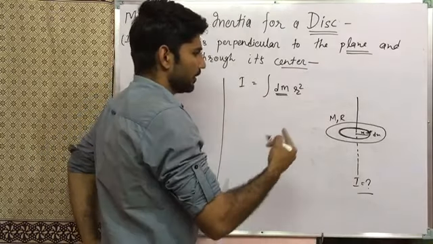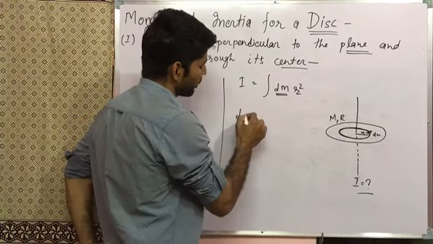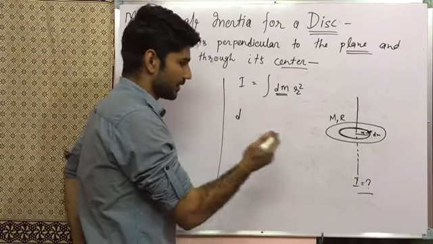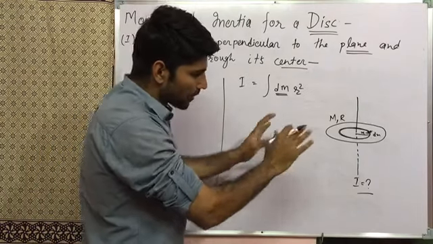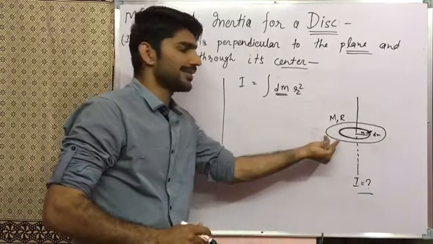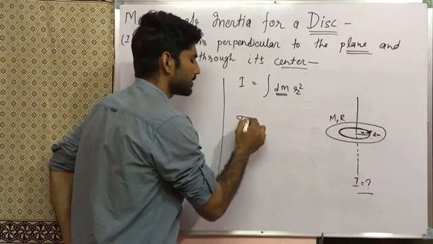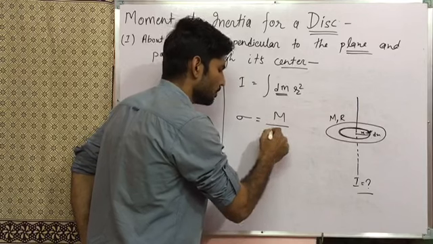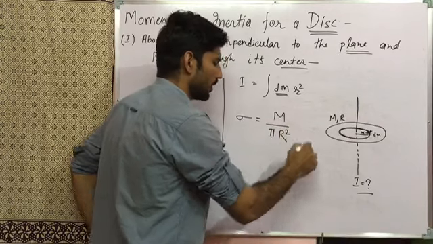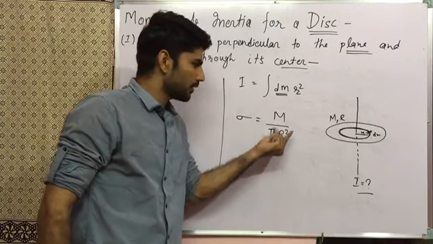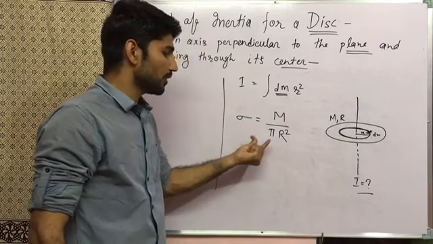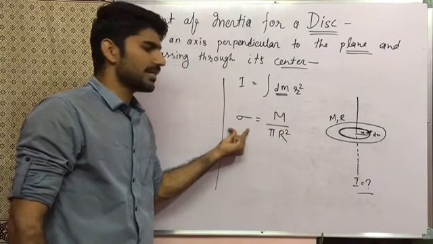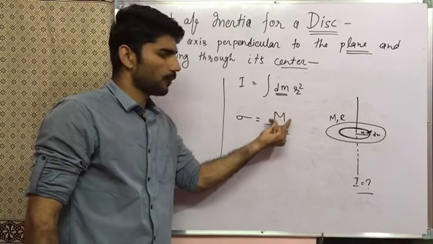For the dm, we first determine the density. The complete mass of this disk is distributed over its area. So first we determine its areal density, which is M upon pi R square. In the entire pi R square it contains mass M. So per unit area the mass of the disk is M upon pi R square. So it is the areal density for this disk.